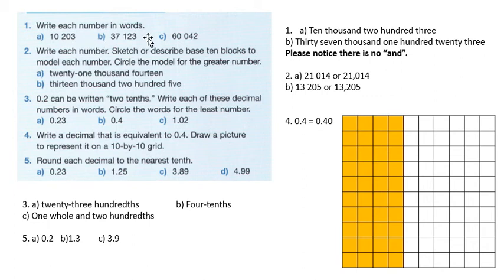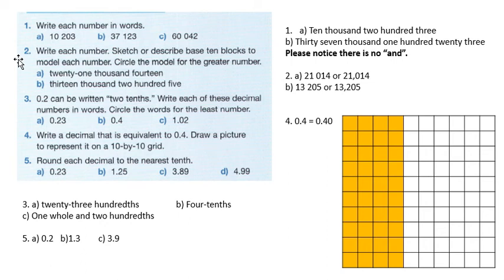1B, 37,123. Please note that there is no "and" in any of these numbers. So for example, part B is not "37,123 and". It's just 37,123. Later on in the chapter, we're going to see where to use "and".